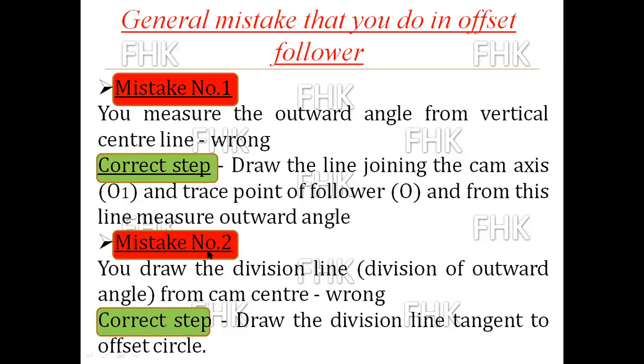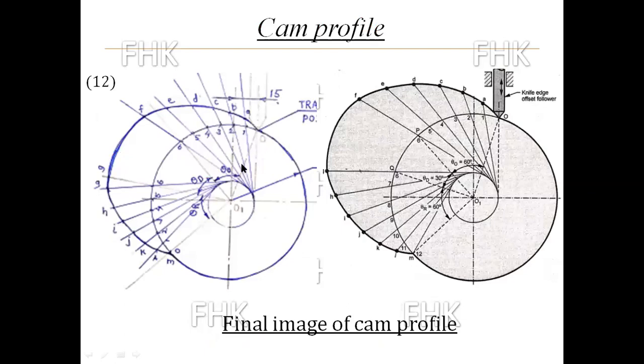The second mistake that you make while drawing is that you draw the division of the outward stroke from the cam center, which is wrong. These are the division lines 1, 2, 3, 4, 5, 6, and these are the division points. From those points, you draw lines from O1: O1 1 and extend, O1 2 and extend, O1 3 and extend. Not like this. This is wrong.